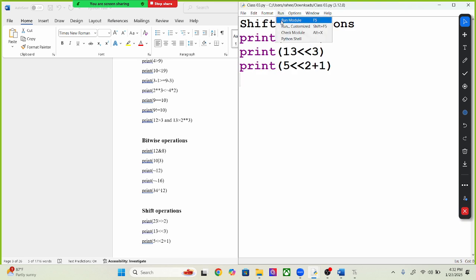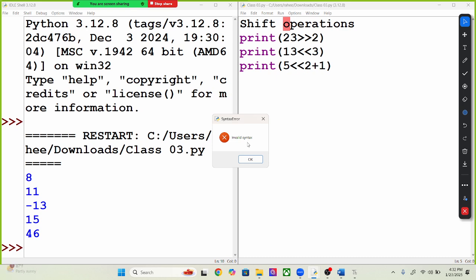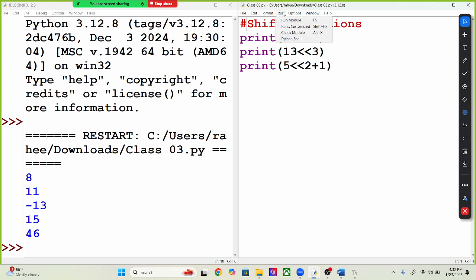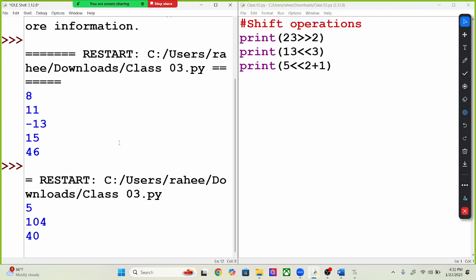Okay, now first I'll run the code. So it's a string, right? We can't keep a string like this. What you can do is put double quotation marks to convert this data into a string. Otherwise you can comment it out. So I'll make it a comment. Now if you run this, you get 504 and 40.